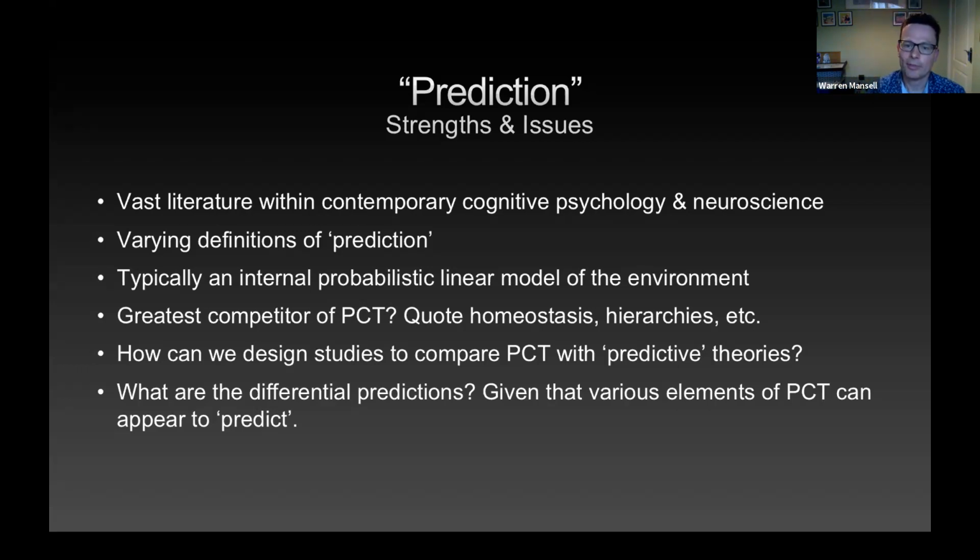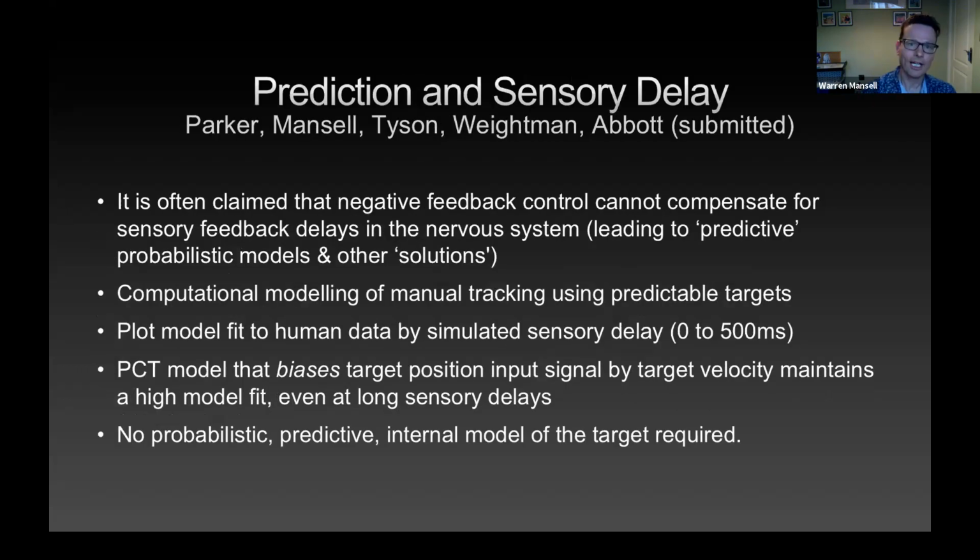It's a thorny area because this same group of people, in talking about prediction, quote homeostasis. They organize things hierarchically. They refer to PCT sometimes, and so it's a challenge to do studies that are designed to compare PCT with a predictive theory. But given that is the dominant mode of research, I think it does need to be done. So what are the differential predictions? I think they're hard to formulate because of the lack of operational definitions, but this is the way we've tried to go about it.